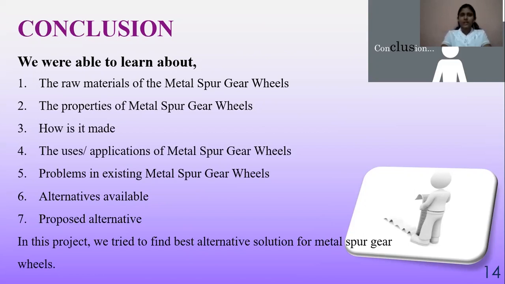These were discussed in previous slides. Later we found the problems existing in our product, and we searched for suitable alternatives for that. Finally, we chose the best alternative solution for metal spur gear wheels: ceramic and metal injection gears.